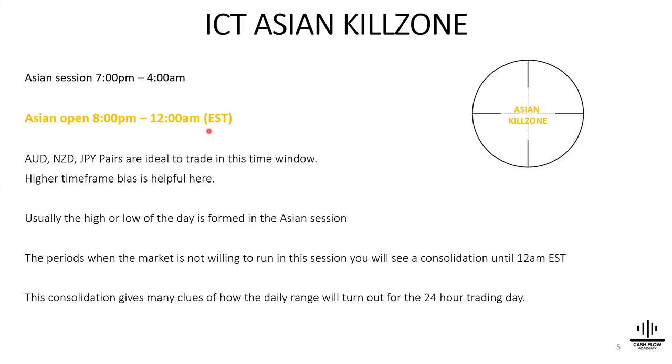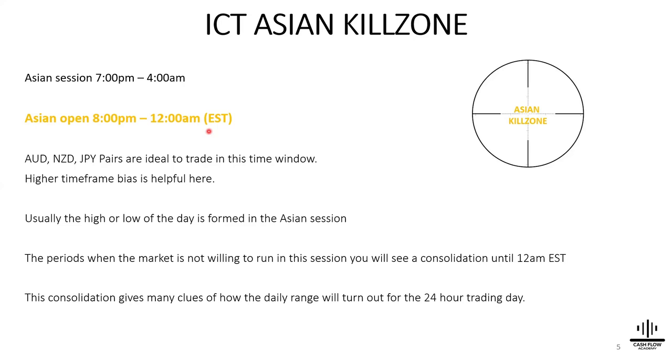So this time window is not just random. We didn't just select a 4-hour period within the Asian session and then call it the Asian Killzone. No, this is a time window where we've seen characteristics of price played by the algorithm in a particular area of time. So I just hope you understand. The Australian dollar, the New Zealand dollar, and Japanese yen pairs are ideal to trade in this time window.